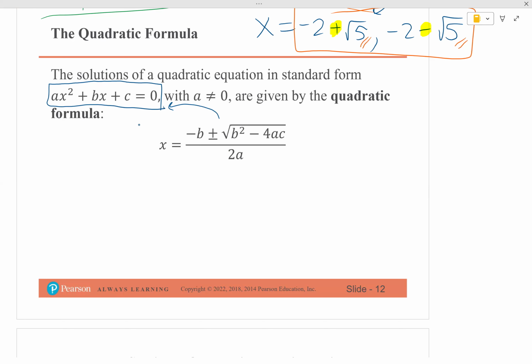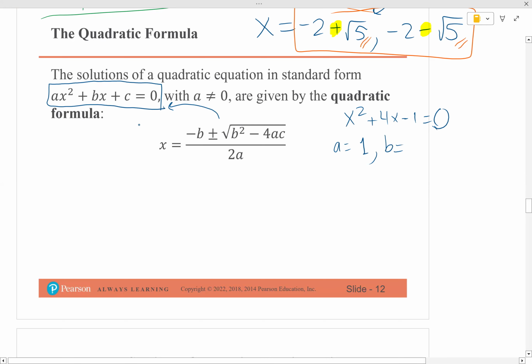Because it's true, when I had that previous one, x squared plus 4x minus 1 equals 0, when I was trying to solve that, I could have just used the quadratic formula. A is the coefficient of x squared, that's 1. B is the coefficient of x, which is 4.